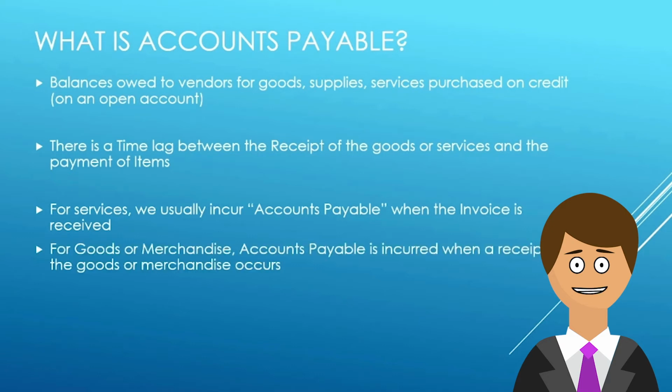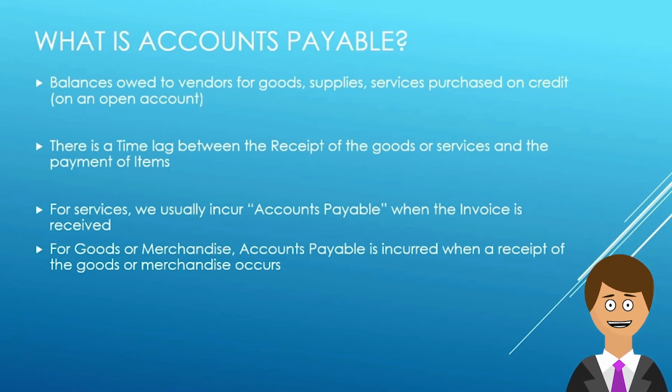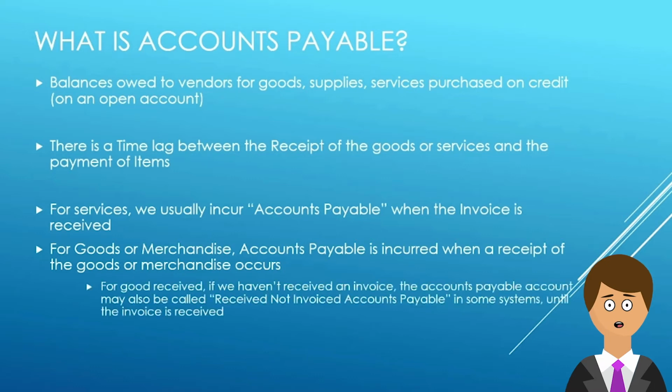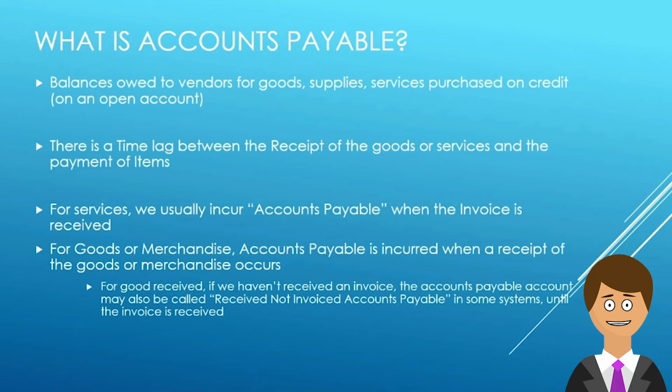invoice. Whereas goods or merchandise received into your warehouse, let's say you order something, you've got a purchase order that you usually have with that vendor to say, I want to purchase these items at this price. When those items come in, they're recorded even though you don't have an invoice yet. Some systems will record that accounts payable as something called received not invoiced accounts payable. And once the invoice is received, it will go into regular accounts payable.